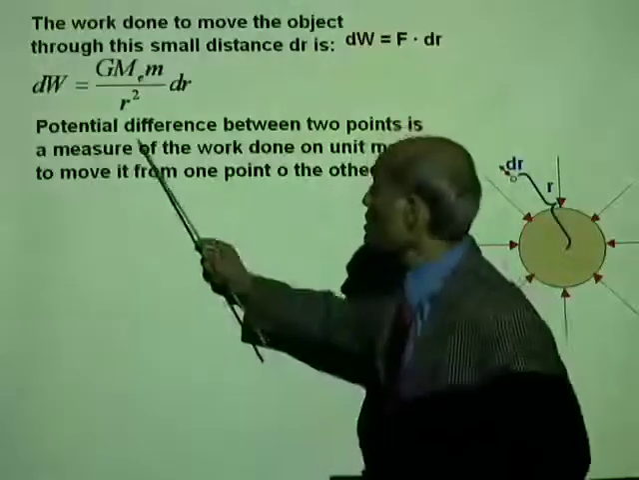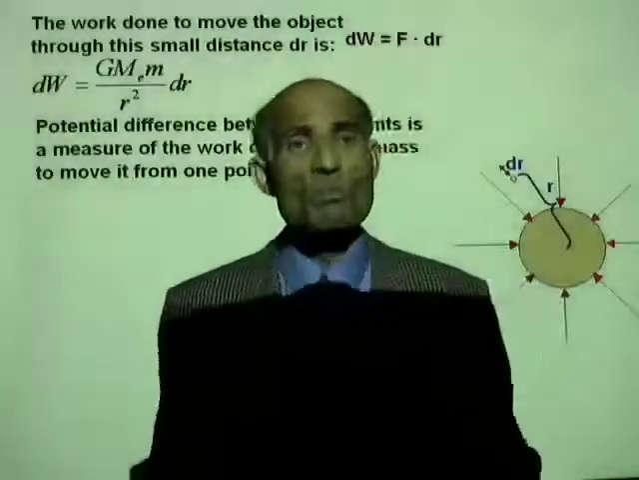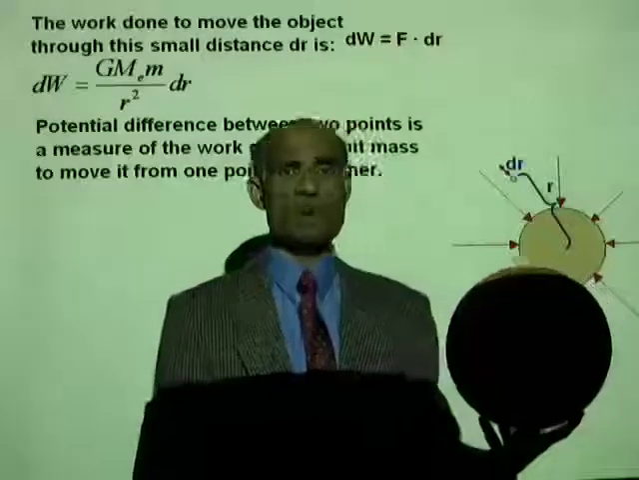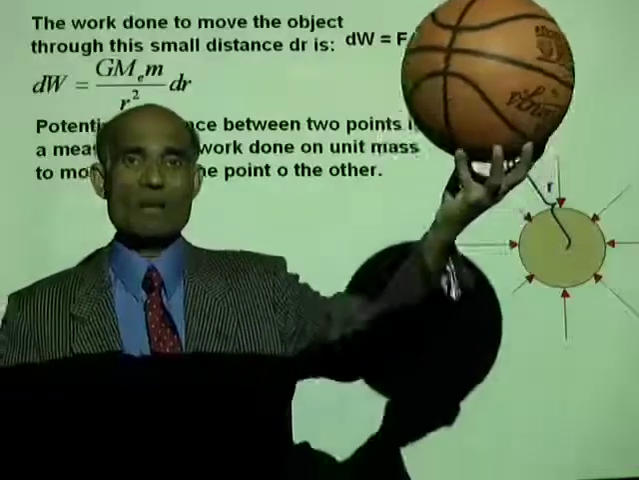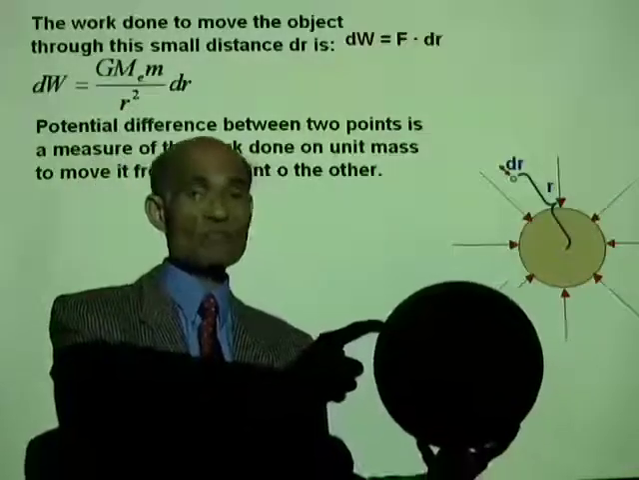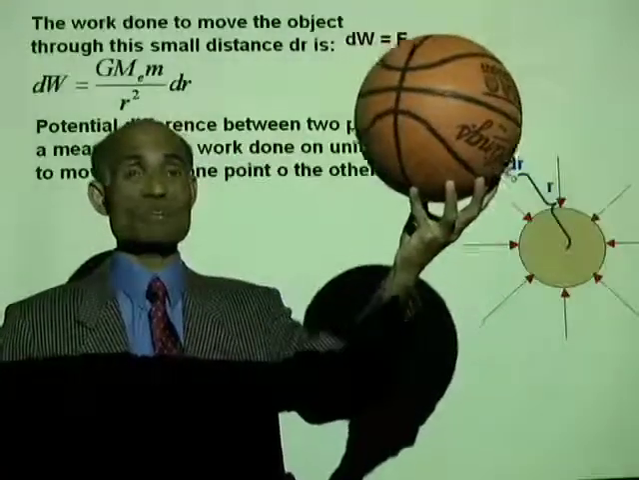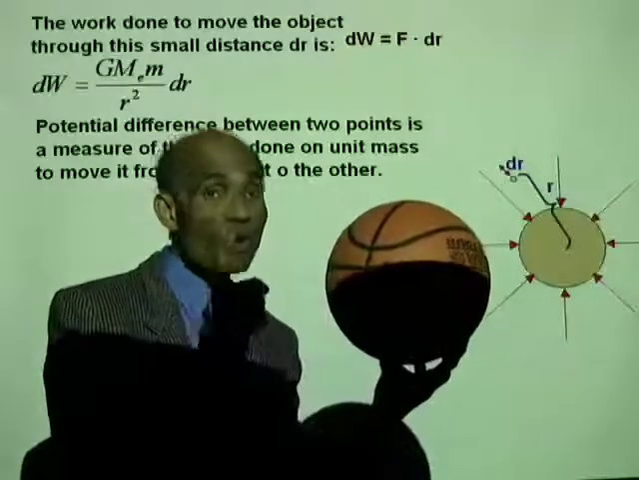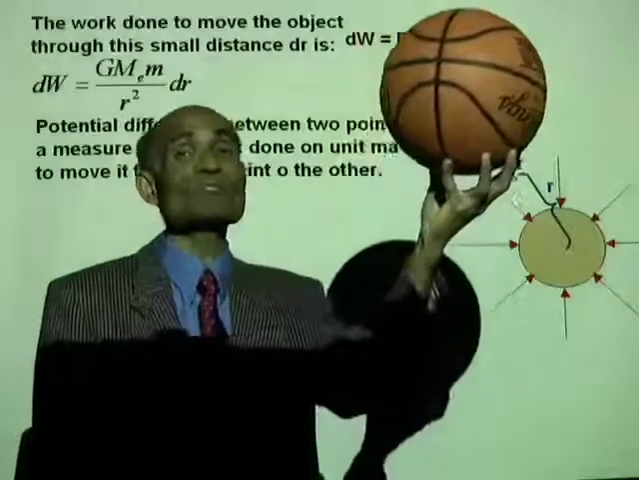Okay, potential difference between 2 points. Now what is the definition of potential difference between 2 points? If I have the basketball at this point, if I move it to a higher point, there is a potential difference between the first point and the second point. What is a measure of the potential difference? Potential difference is a measure of the work done to move the object from one point to the other.